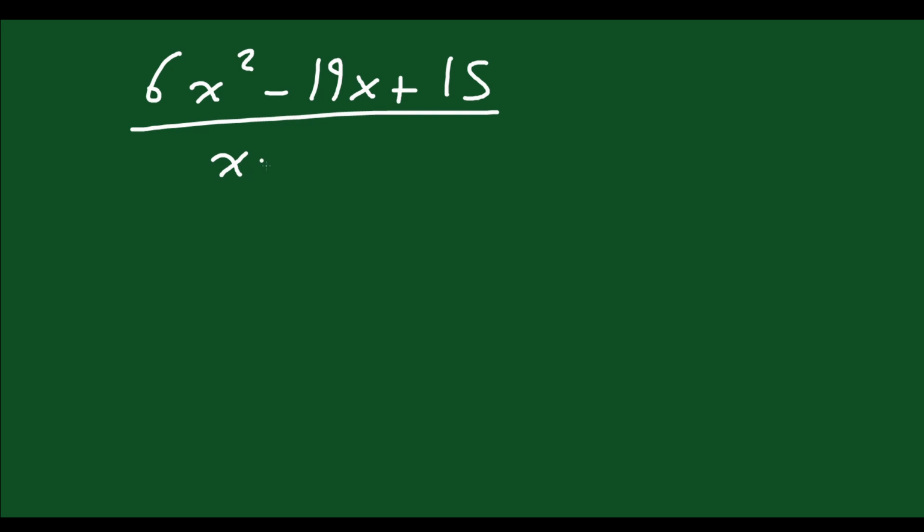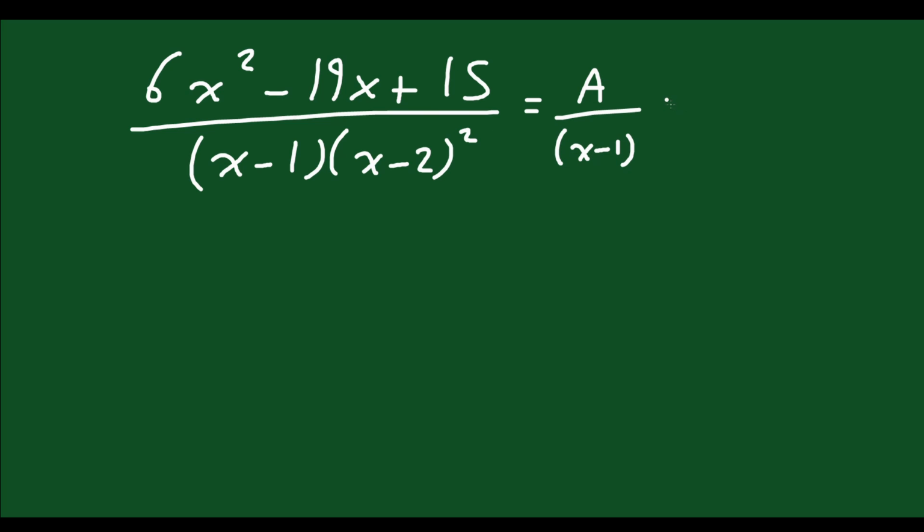Let's talk about partial fraction expansion. Okay, what does this mean? Well, if we have something like 6x squared minus 19x plus 15, and you divide that by x minus 1 times x minus 2 squared, something like this, is there a way that we can split this up into something over each factor? So something over x minus 1 plus something over x minus 2 plus something over x minus 2 squared. Is there a way to split this up?